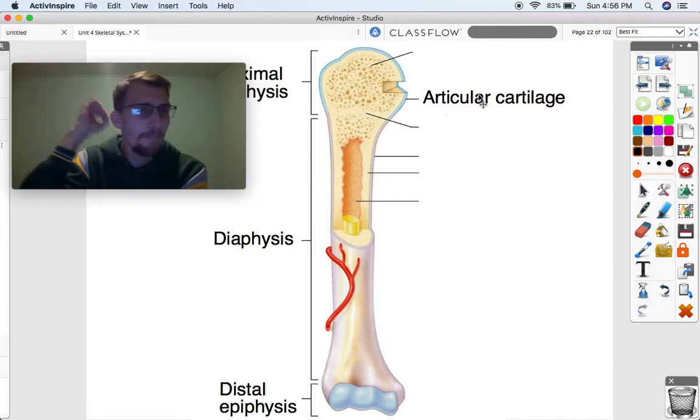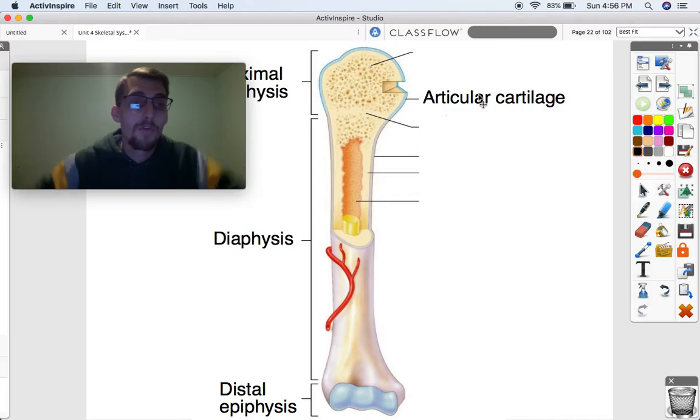So imagine bone grinding on bone. Maybe some of you don't even have to imagine, based on injuries to cartilage, or maybe you've had family members with issues like that. But articular cartilage at the end of long bones makes for low friction, smooth movements between joints. Thank goodness for that. All right, so there's articular cartilage.